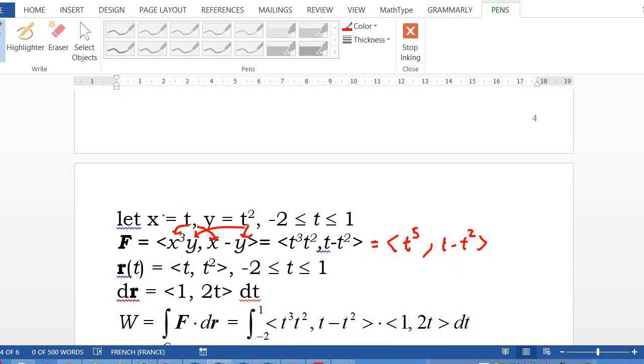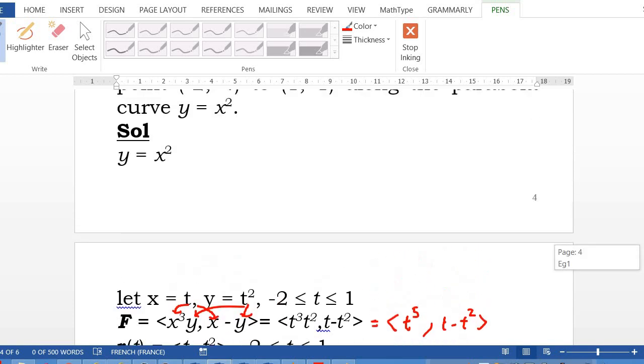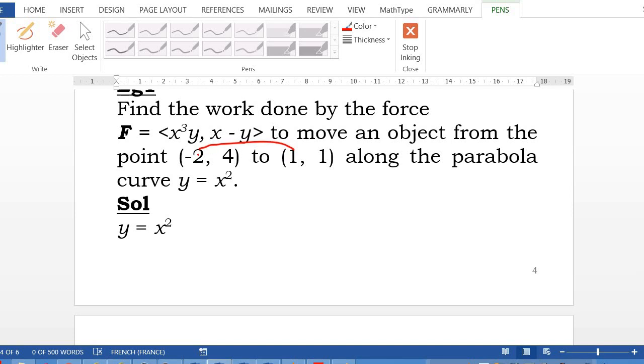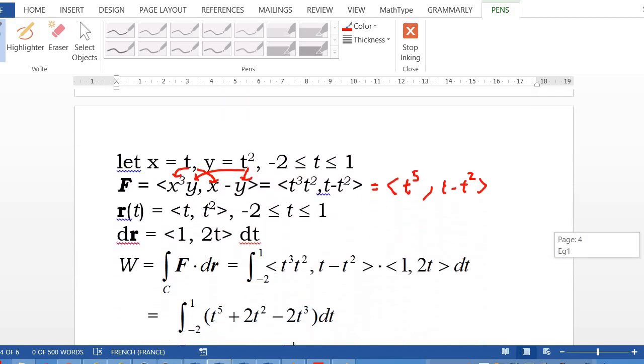Okay, and put the parametric equations for x and y into the vector valued function r(t). Component i is x, so r(t) is t i, component j is y, so plus t squared j. And t goes from negative 2 to 1, because x equals t and x goes from negative 2 to 1, hence t also goes from negative 2 to 1. From r(t), you find dr/dt will be 1 i plus 2t j.